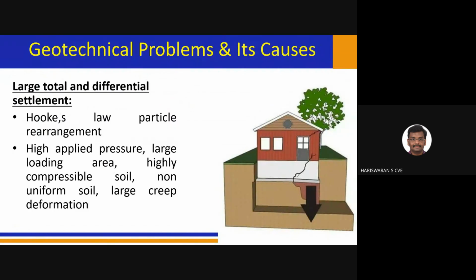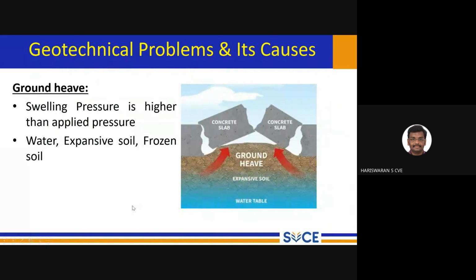So this happens only because of a general high applied load, highly compressible soil, particularly non-uniform soil. That is the problem we are facing. Next is called ground heave. This is also a problem.